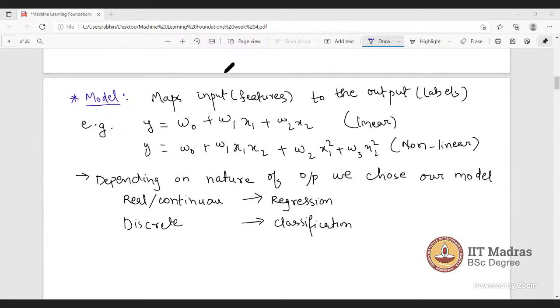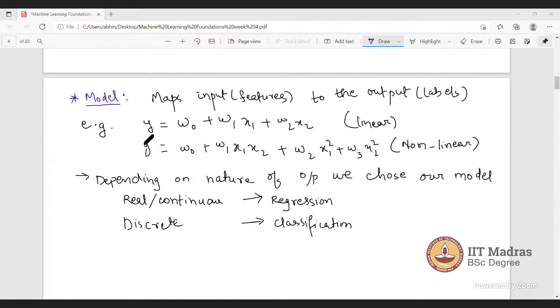For example, we build a model y equal to w0 plus w1 x1 plus w2 x2. Such a model will be called a linear model, because here we are not using the squares or cubes of the features. Similarly, the second example, w0 plus w1 x1 x2 plus w2 x1 square plus w3 x2 square, is a non-linear model that maps input to the output.